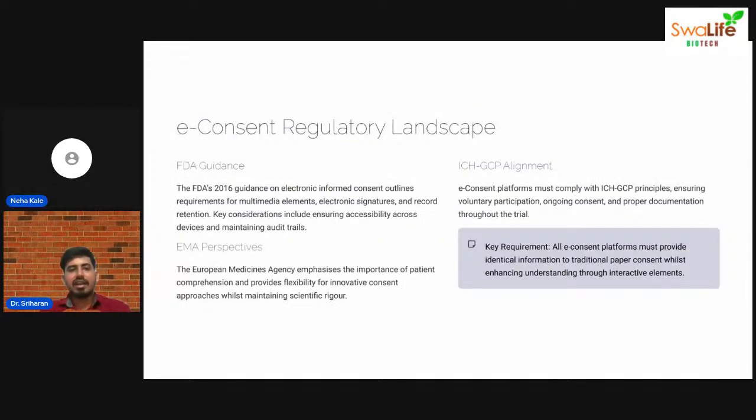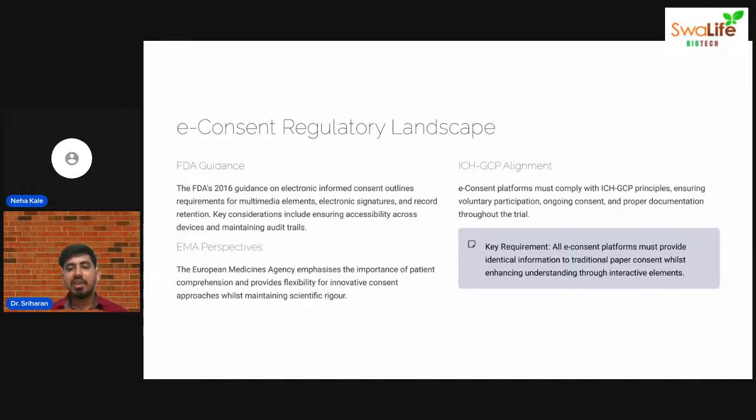E-consent regulatory landscape. The regulatory landscape is nothing but the FDA guidance, the European Medicines Agency, and ICH. All three regulatory authorities stand in one line. What this means is, if you are preparing the e-consent form, it will be equal in standard to the traditional consent form.